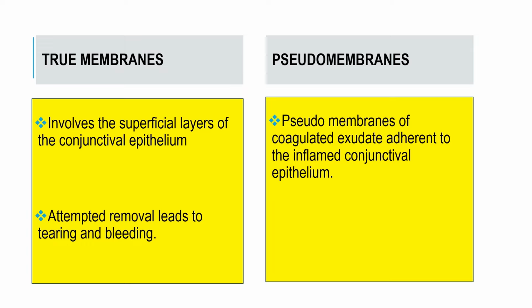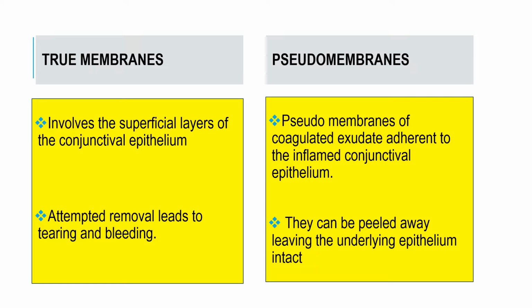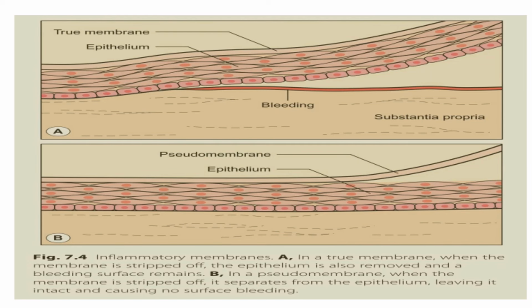However, a pseudomembrane is just a coagulated exudate. It is not really the epithelium which is affected in a pseudomembrane. Here, it is just the exudates leaking in conjunctivitis, getting accumulated and coagulated, and forming a membrane which is adherent on top of the conjunctival epithelium. So the epithelium itself becomes the membrane in a true membrane, but in a pseudomembrane, you have a separate membrane sitting on top of the conjunctival epithelium. When you peel a pseudomembrane, there will be an intact underlying epithelium and you will not see any bleeding or tearing. That is a very important point to remember.